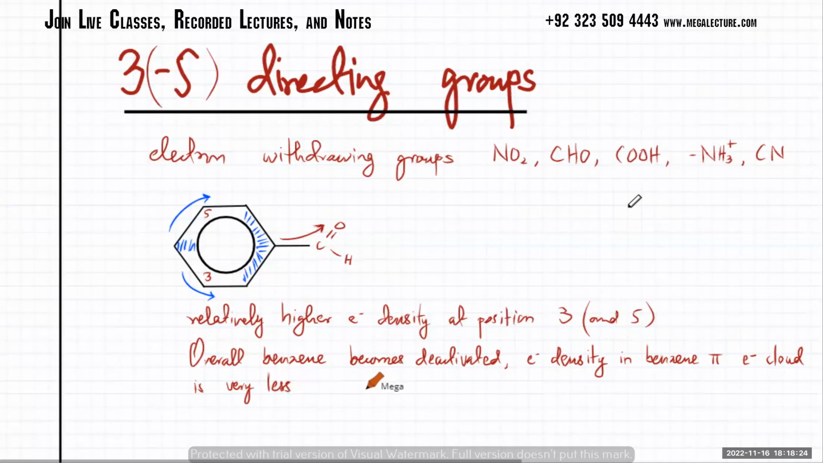So overall benzene becomes deactivated. Electron density in benzene's pi electron cloud is very less, and so there is less attraction for electrophiles overall. When groups were donating, the electron density would become higher, and because of the greater negative charge, Br+ and NO2+ would be more strongly attracted to it. Now there's going to be less attraction for electrophiles.